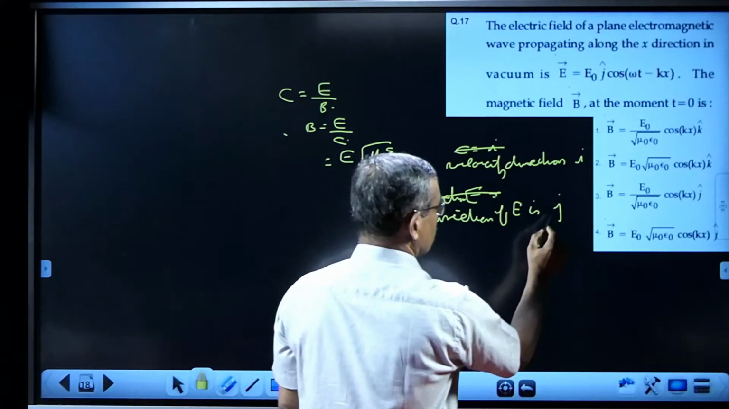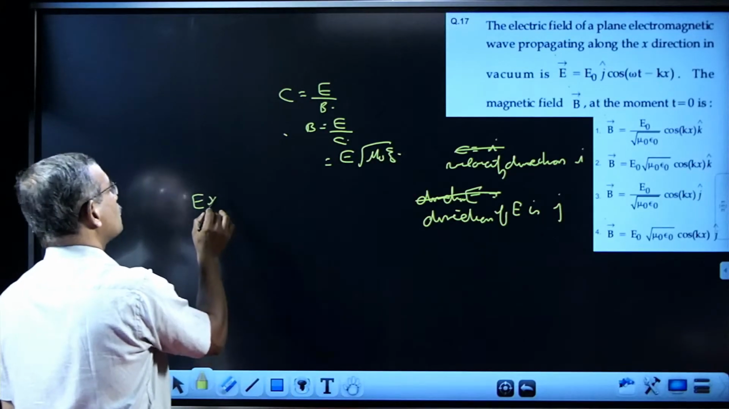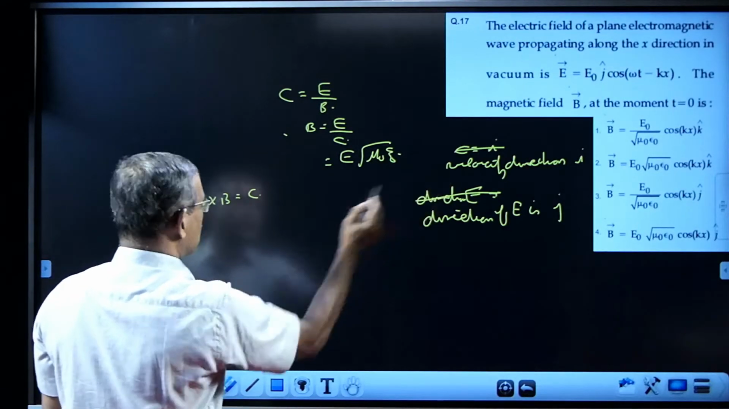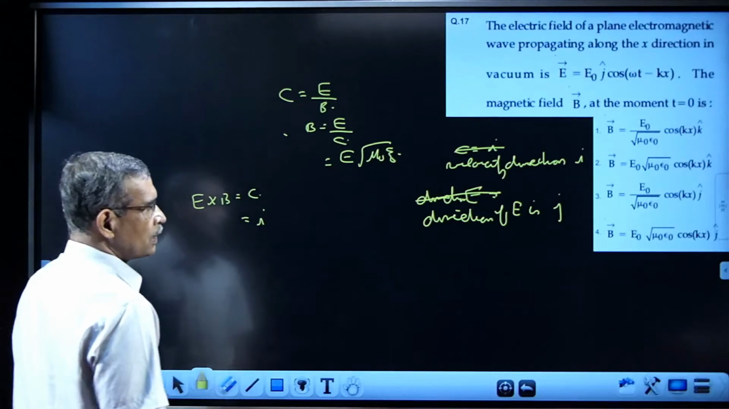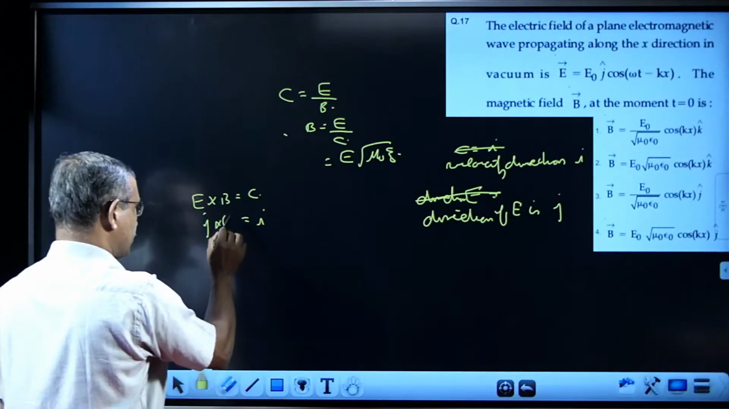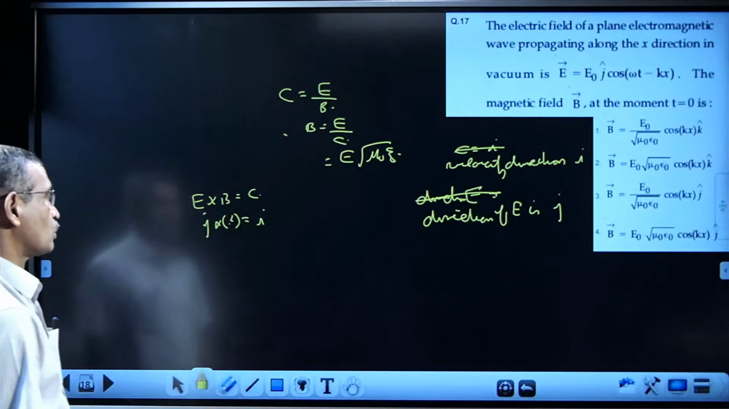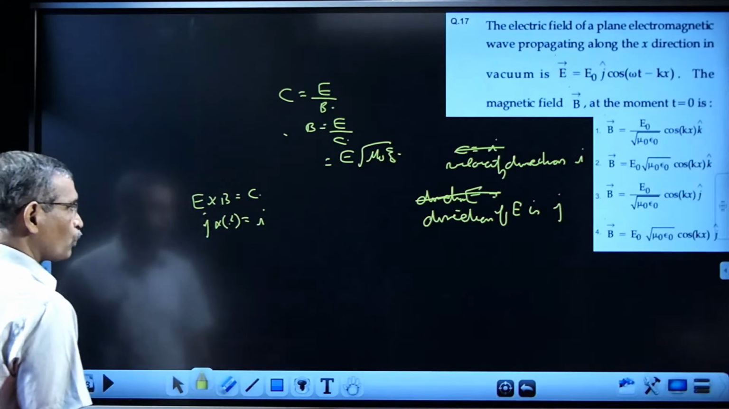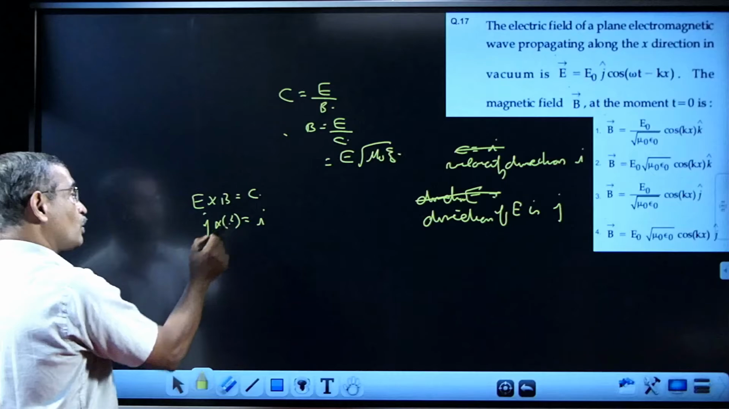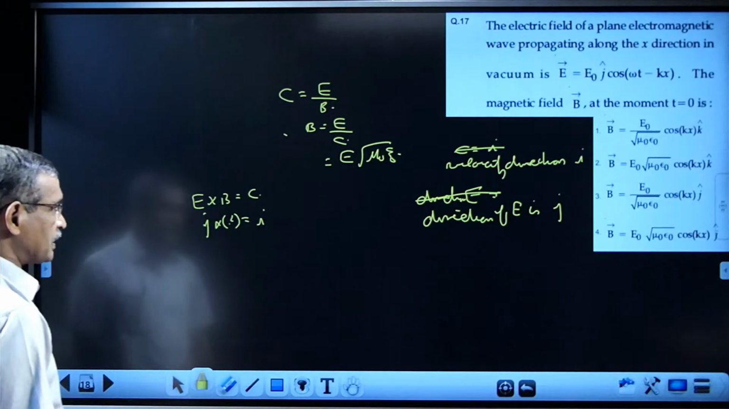Now you know E cross B is equal to the direction of C. Here the velocity direction is i, and the electric field is j. So j cross B is equal to i. And therefore, what does that mean? j cross k, you know i, j, k, and I must get i.